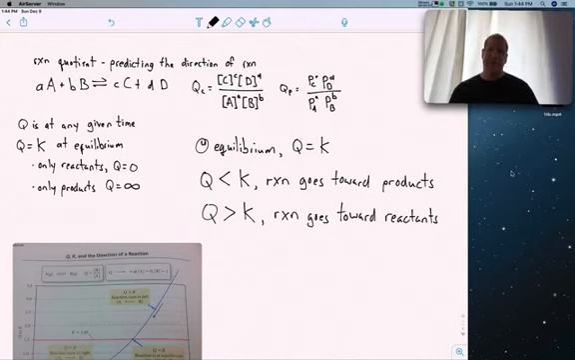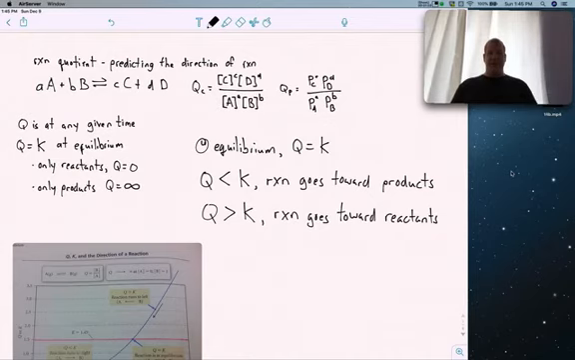At equilibrium, the quotient and the equilibrium constant are the same thing. If we only have reactants, that means we have zero products over some number, so the reaction quotient is zero. If there's only products, that means we get some number over zero. That's a singularity. And at equilibrium, the quotient is equal to the equilibrium constant.